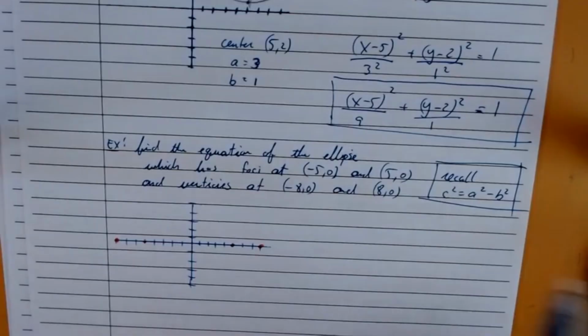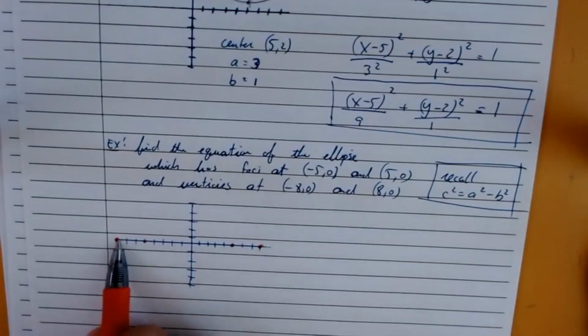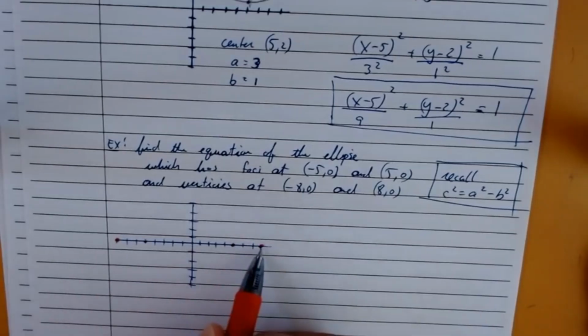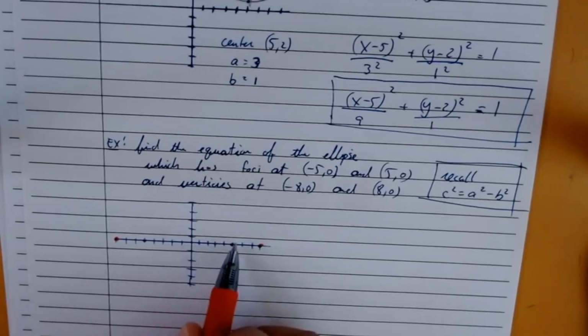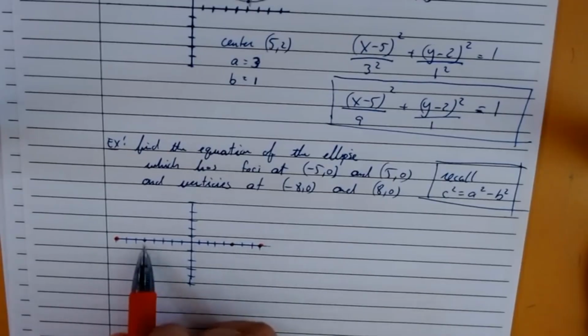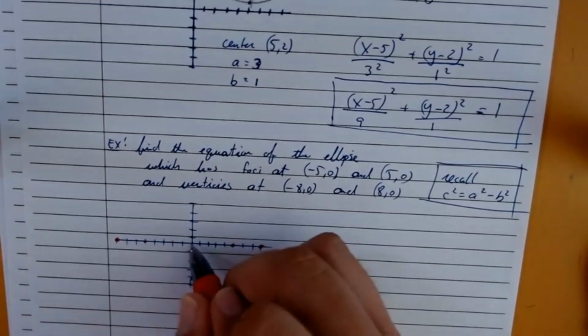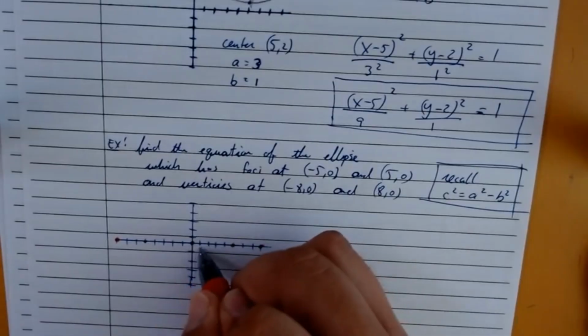Okay, first of all, our center. Notice that these 2 points are equally distant from the origin. Halfway between these two vertices, halfway between these two foci is the origin. 5 in either direction, 8 in either direction. So here our center is at the origin.